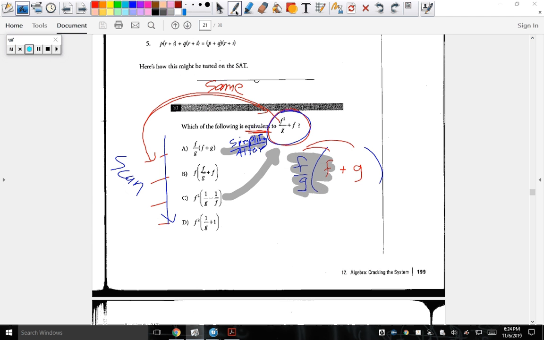And if you multiply F over G times F, it's the same as over 1. This first term will give me F squared over G. Okay? Now if I do the same for the second term, I'm going to now have F over G is going to now multiply by a positive G. But again, this is over an understood 1.